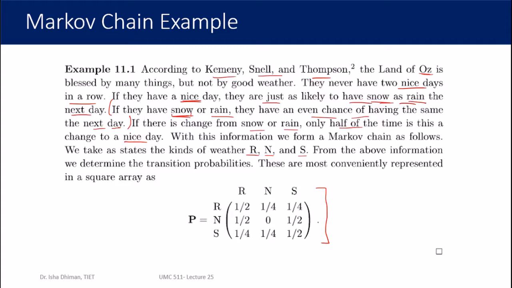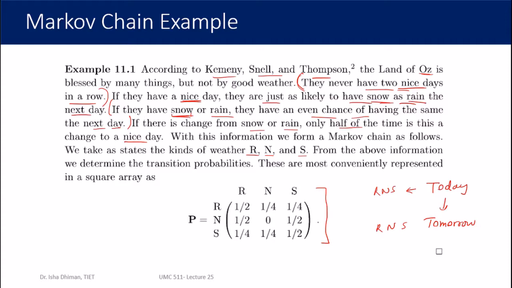So here I've just read the statement and now we can interpret the meaning of the statement in the form of probabilities. So the first line, if you start reading from here, they never have 2 nice days in a row. So that means the probability of going from... Actually this transition matrix is representing a one state jump, like from today, what is going to be the state of the weather tomorrow, right? Today there are 3 possibilities: rainy, nice or snowy. Tomorrow also there are 3 possibilities because other than these 3 states, no other weather state has been defined.